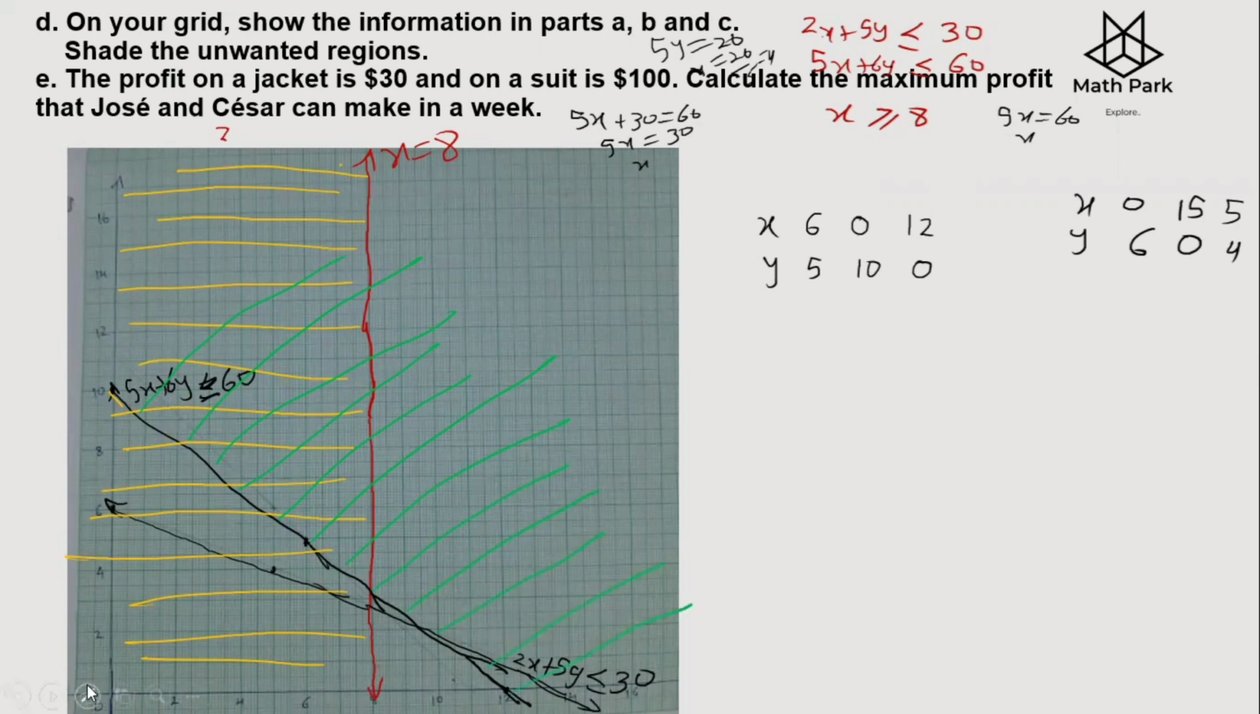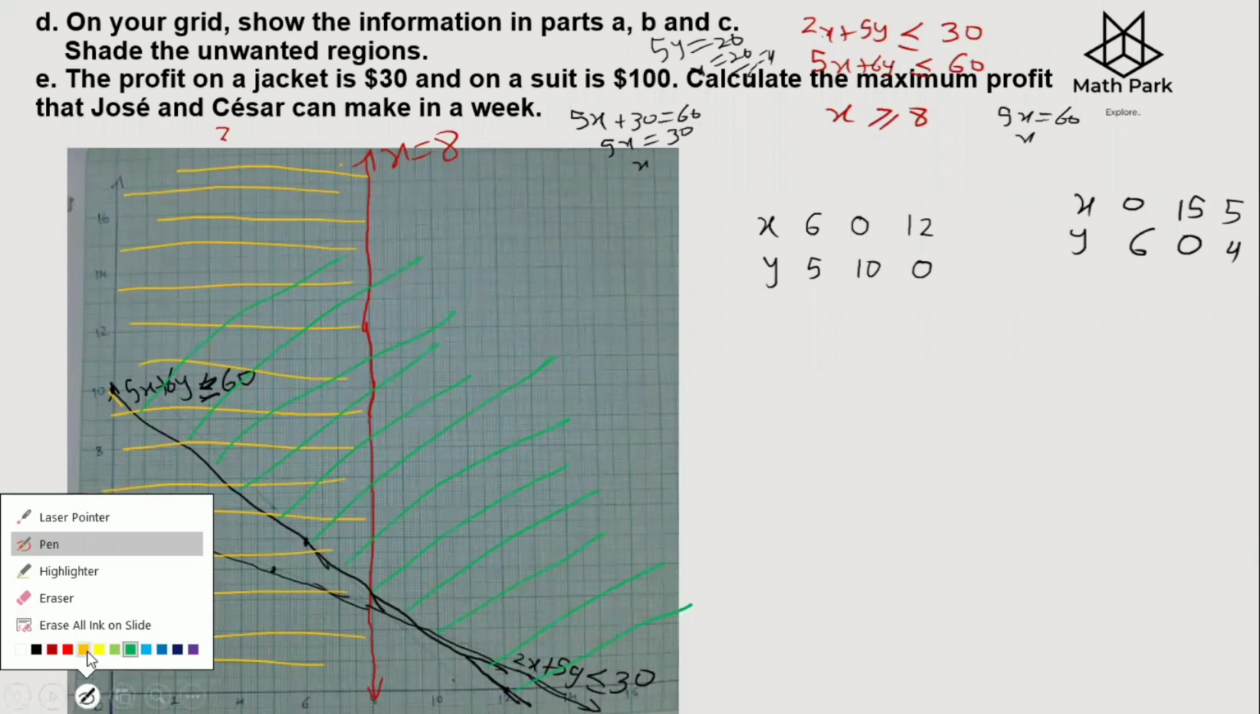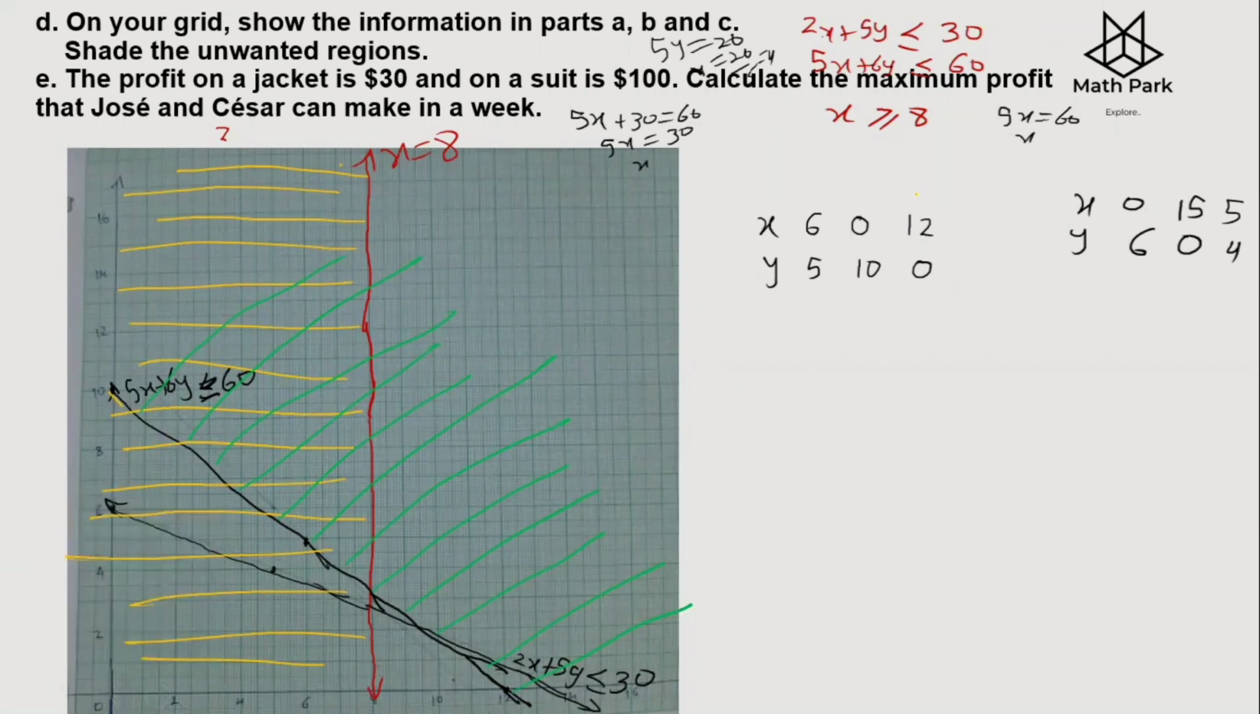Now let us start for the line 2x plus 5y is less than or equal to 30. Again, we take the x value as 0 and y value as 0, the origin. And 0 is less than or equal to 30. So the region below is satisfying. So the region above the line is not satisfying. So we shade the region above the line. We shade the region all above the line, which is the unwanted region.